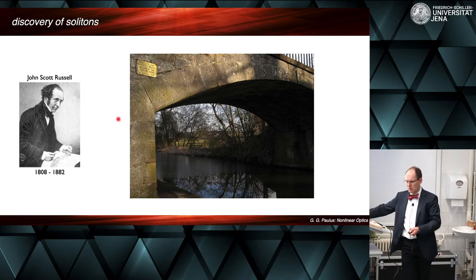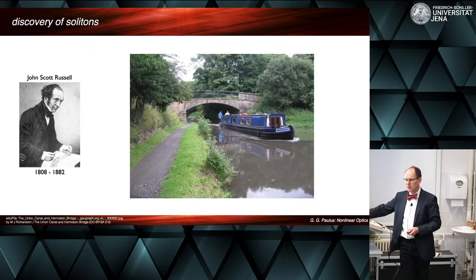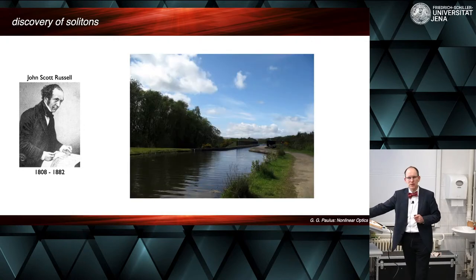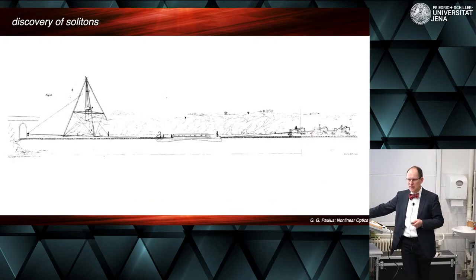Here the same bridge with this plaque, and once again the same bridge here. And what they did was to use such ships, such boats, and to draw them with horses. Here is another view. And here's a sketch that was drawn by John Scott Russell. So you see such a boat, perhaps loaded with coal, and here actually six horses to tow that boat.